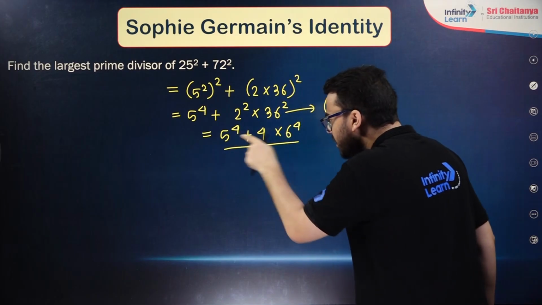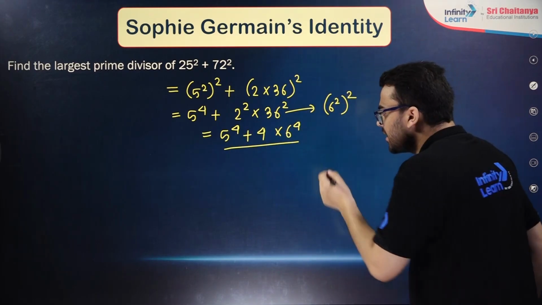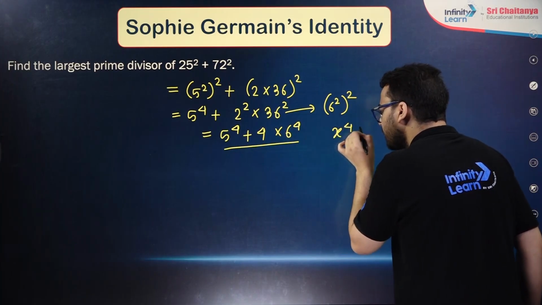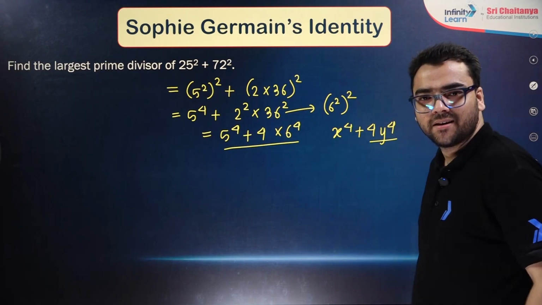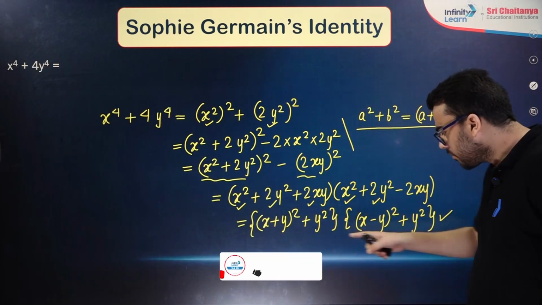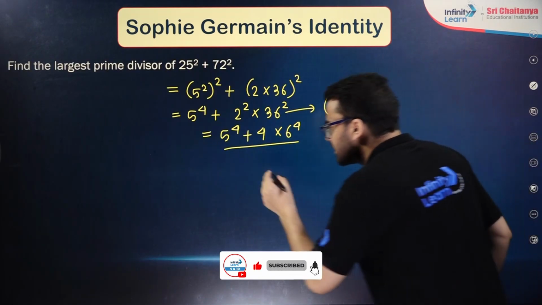Aren't you able to see this is in the form of the Sophie Germain's identity? Can't you think that it is x raised to the power 4 plus 4 into y raised to the power 4 form? Can't we use this form of the Sophie Germain's identity easily? So it is what, guys?